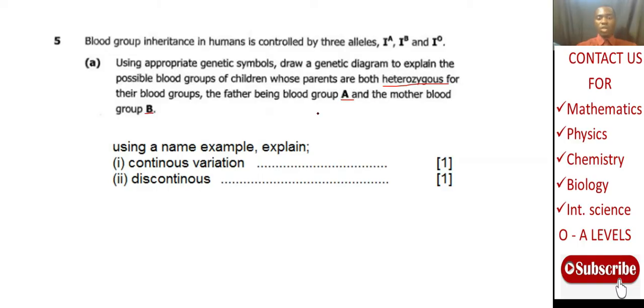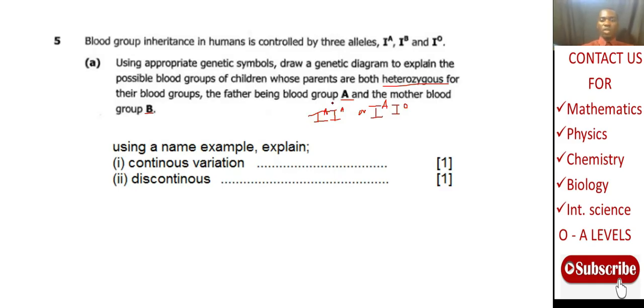So when you look at blood group A, it has got two possibilities. There is where we have IA, IA, and there is where we have IA, IO.